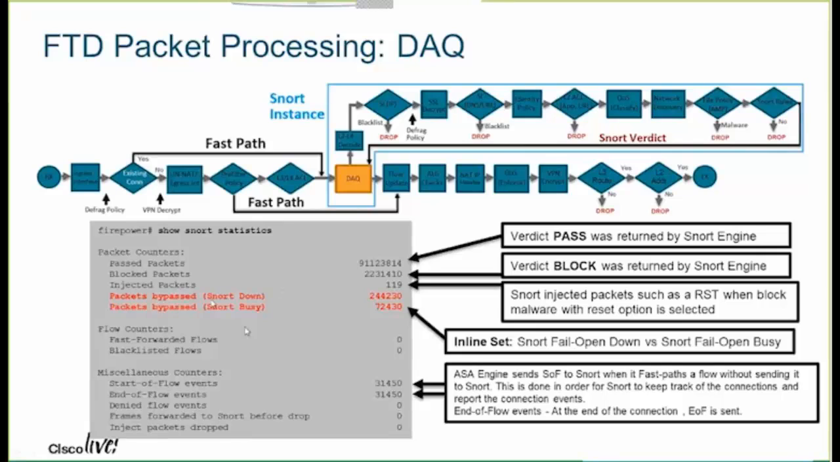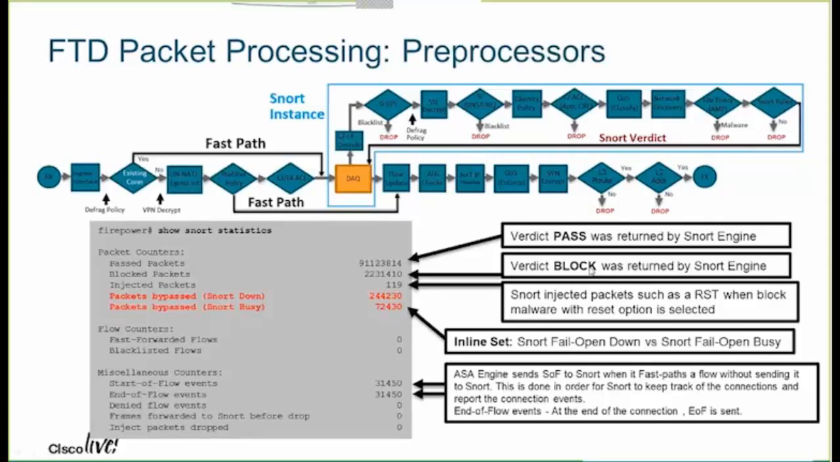And the packets bypass, Snort down and Snort busy counters are for inline sets only. We would not be seeing this in routed or transparent mode firewalls, because, as we indicated earlier, this is supported only on inline sets. It indicates how many packets are permitted through when Snort was busy and when Snort was down. So these two counters are only applicable in case of inline sets.